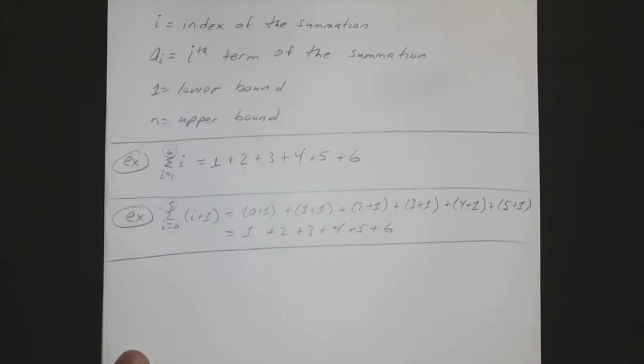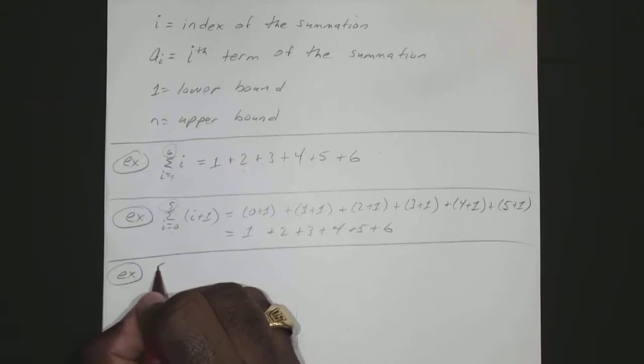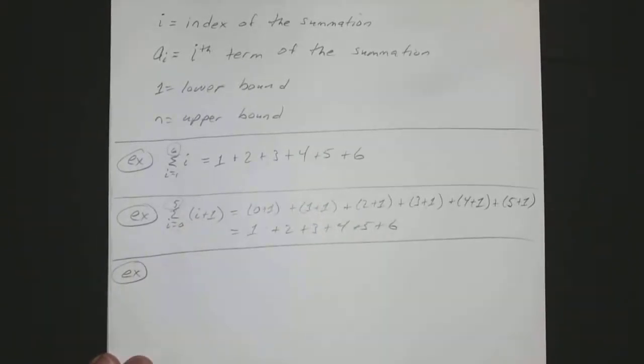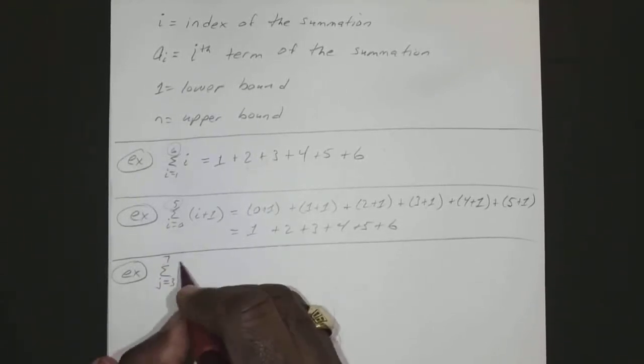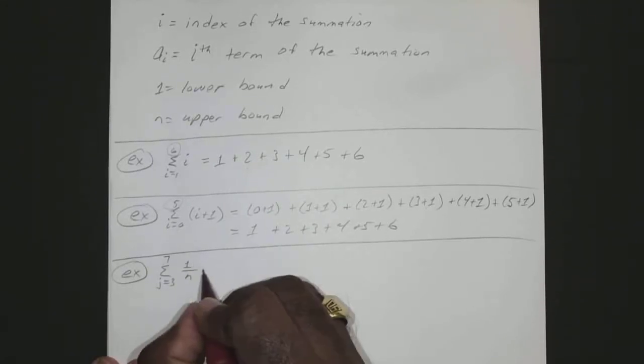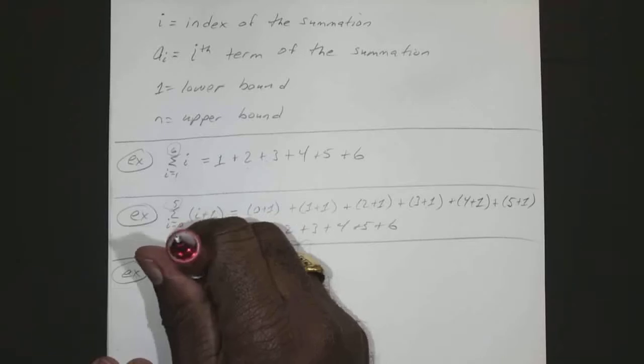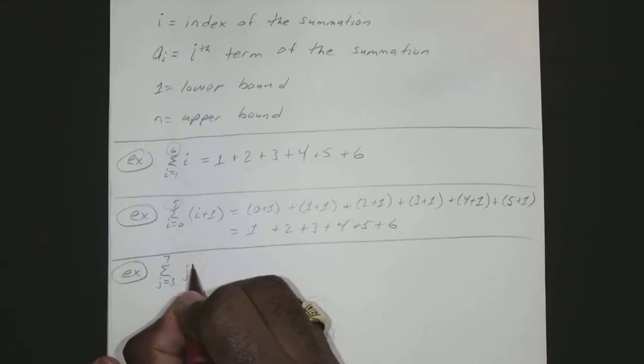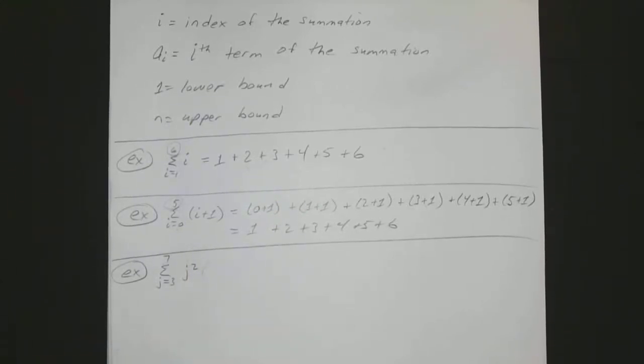All right, so let's say, for example, if you have the summation, let me bring that down a little bit. Let's say from j equals 3 to 7 of 1 over n times, oh, nope, that's the next example. Sorry about that. Say j squared. Okay, sometimes they'll use I, sometimes j, sometimes k. Same thing, just different variable.